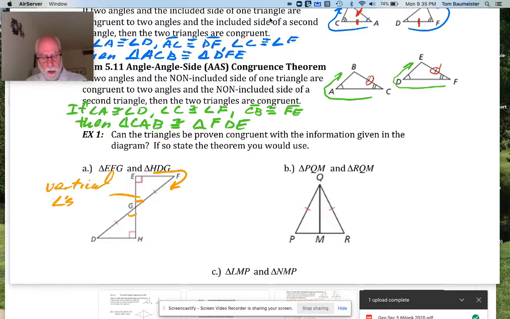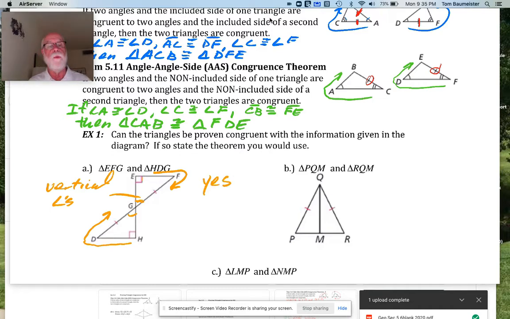So look at how I went. I went right angle, the one marked side, while the other angle doesn't have one, and then I have the other one. So I'm going to go the same way. If I start at HDG, I start at the right angle, I go through the one that's not marked, and then I go through that side. So it does follow. So on this one here, it's yes.